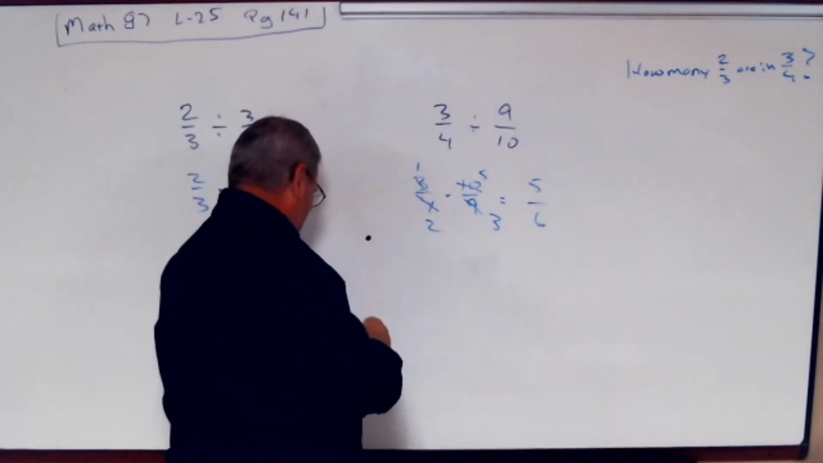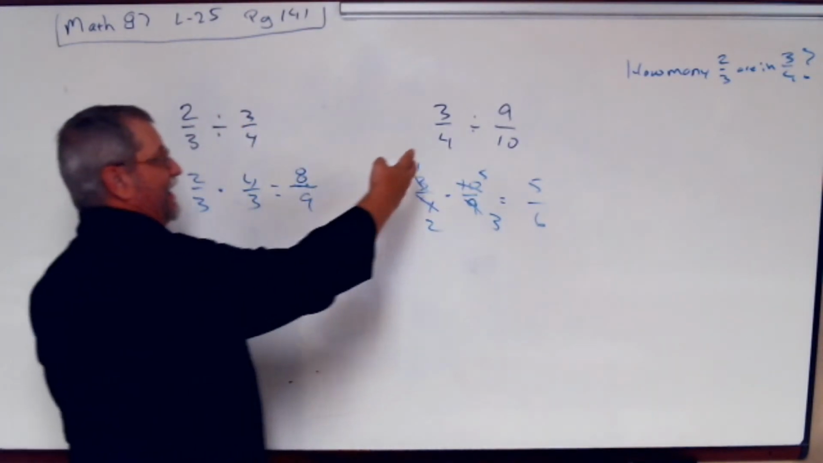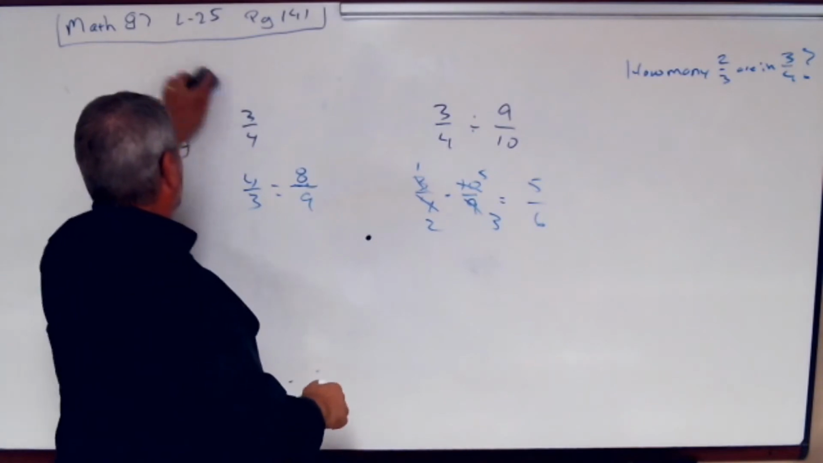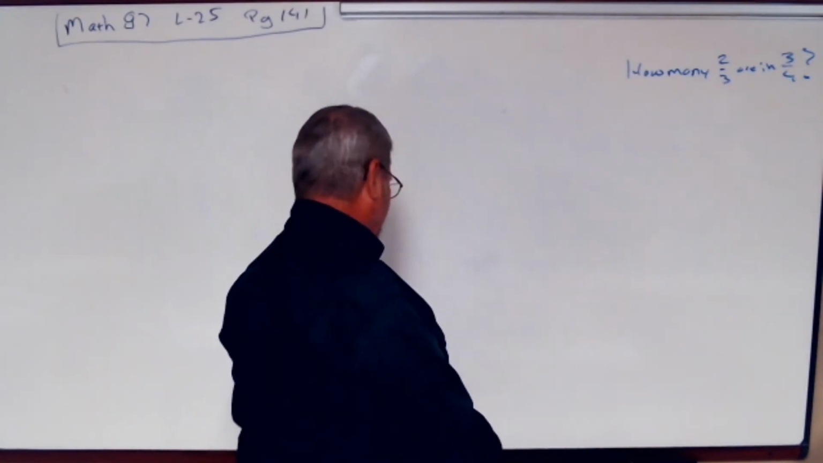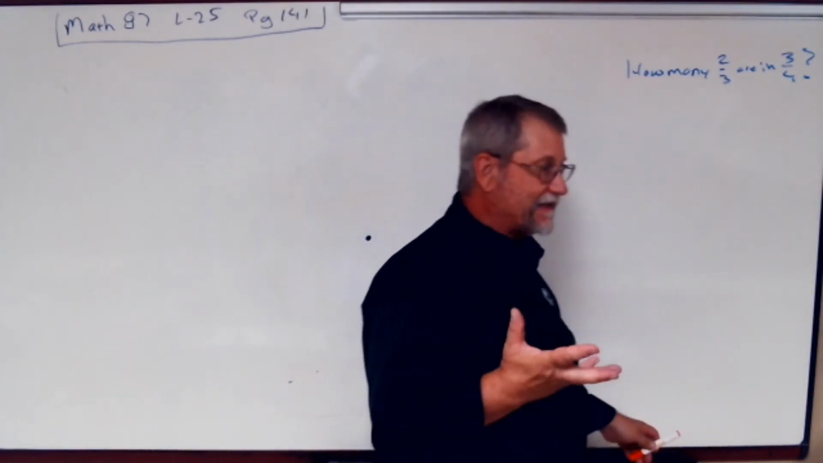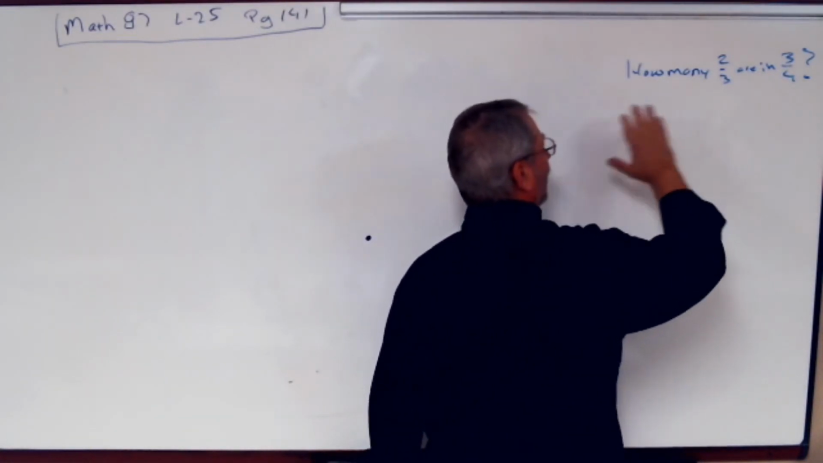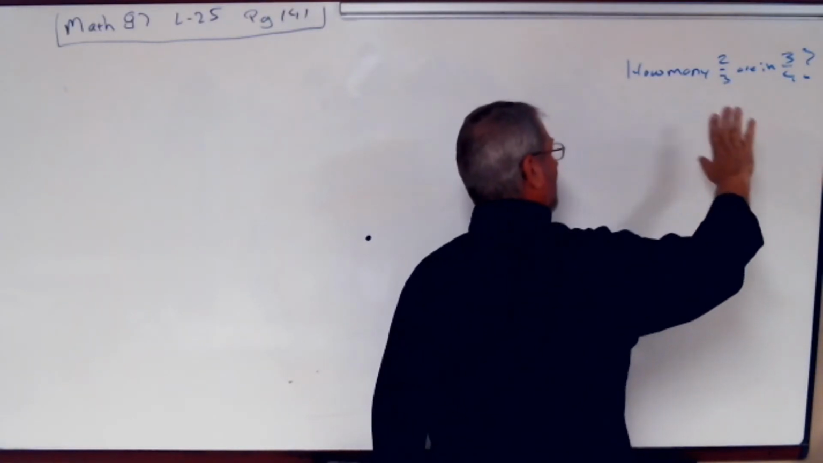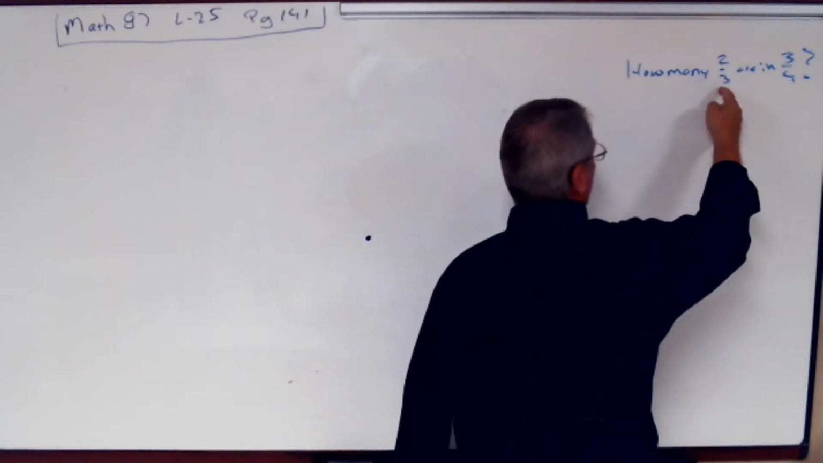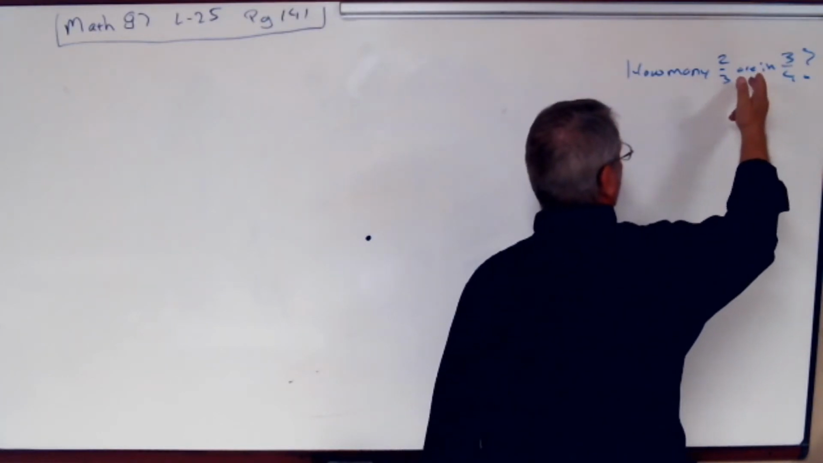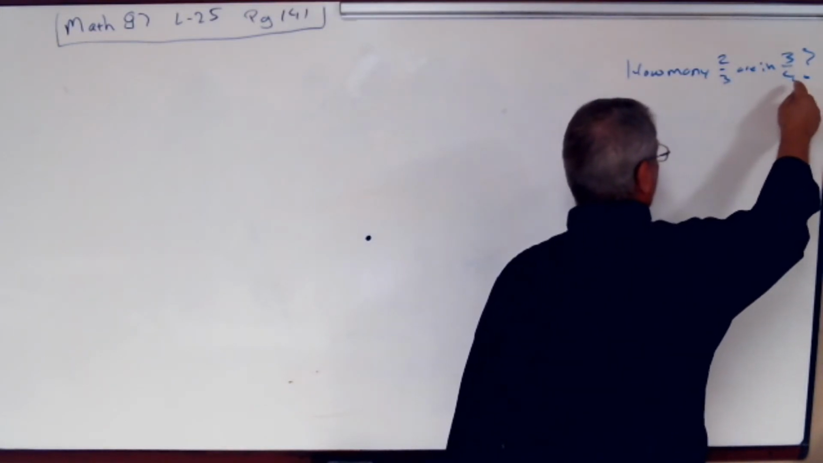Now there's another part to this. Remember, invert the second one and multiply. Now there's another part to this thing over here. You're going to see these words. They're going to ask you, how many of these are in here? When you have this verbiage, it's always the first one divided by the second one. It's always, Stephen, the first one divided by the second one. When it says how many whatever are in whatever, this is the first one.